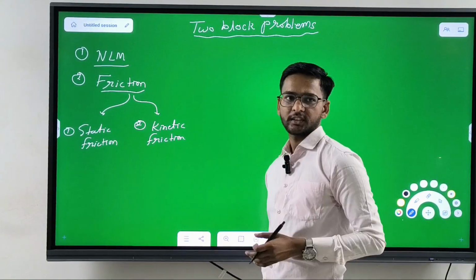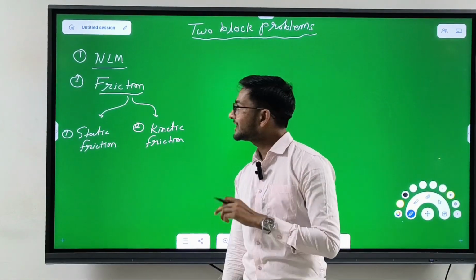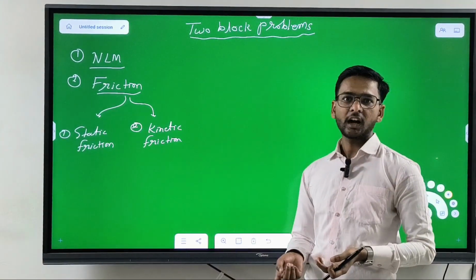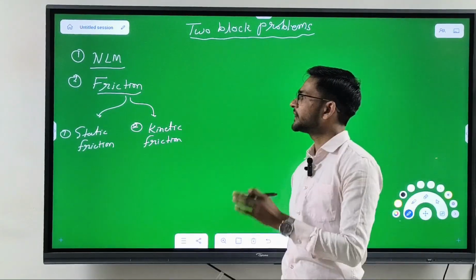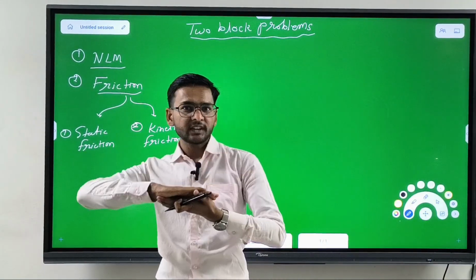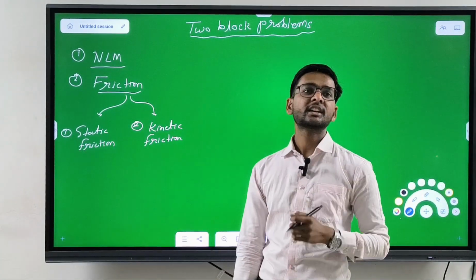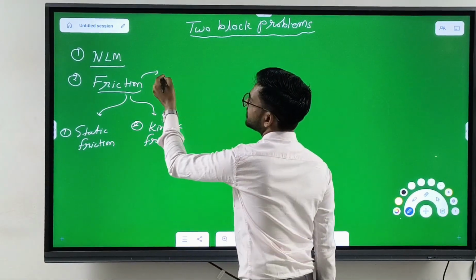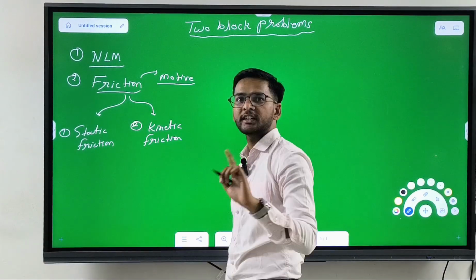What is static friction? See, friction is a very intelligent force. It changes its magnitude as well as its direction according to its motive. What is the motive of friction? The motive of friction is to keep two surfaces together always. Friction resists the relative motion between the two surfaces. Friction never forgets its motive.